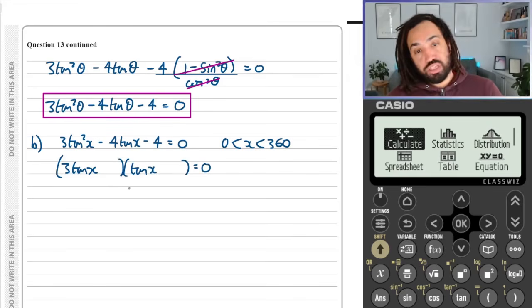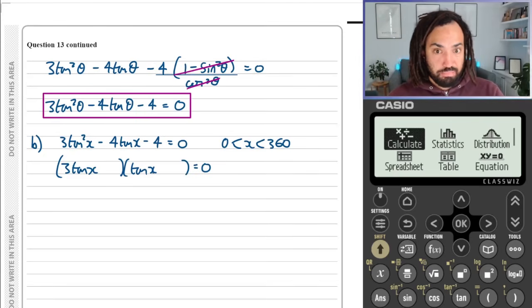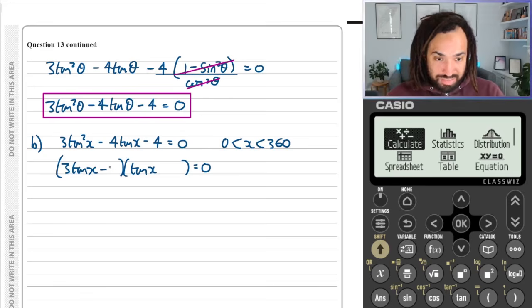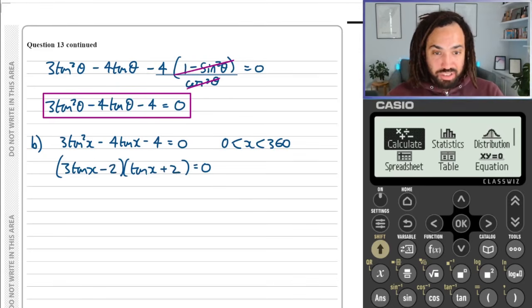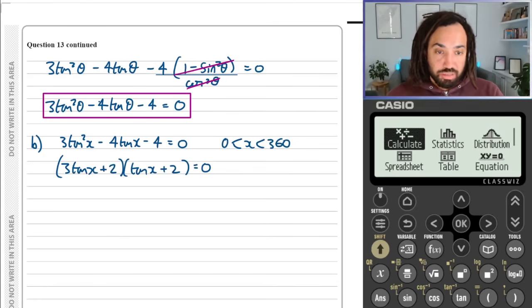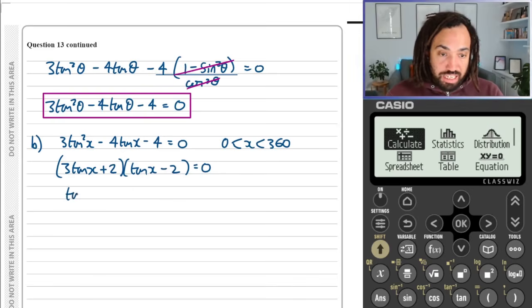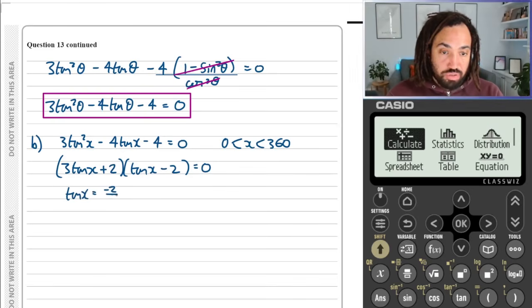But just quickly doing it, so this will give us minus 2 and plus 2. I think that does the job. No, it doesn't. That should be a plus 2 and that one should be a minus 2. That does the job. Yes, that works. Great. Okay, so tan x is equal to minus 2 over 3 and tan x is equal to 2.